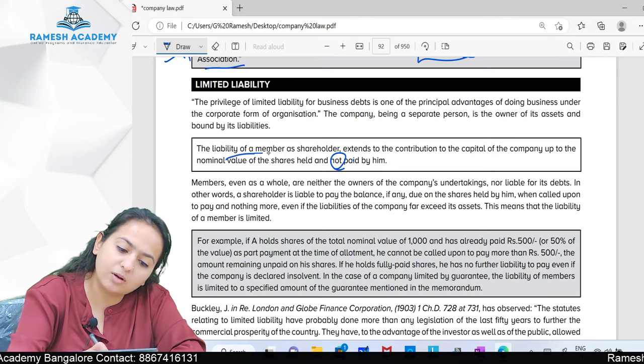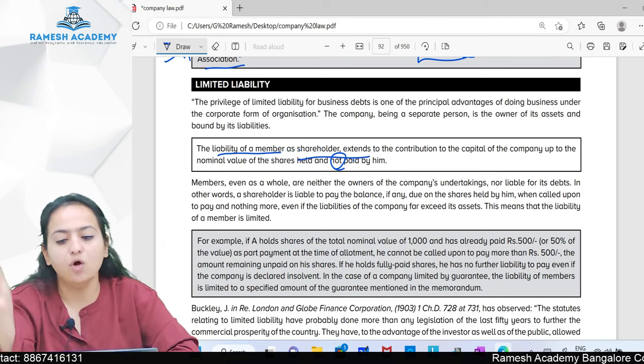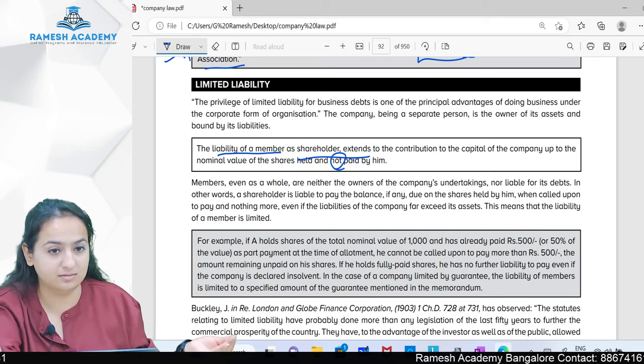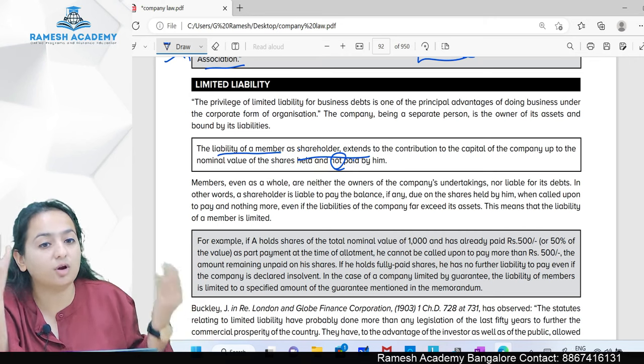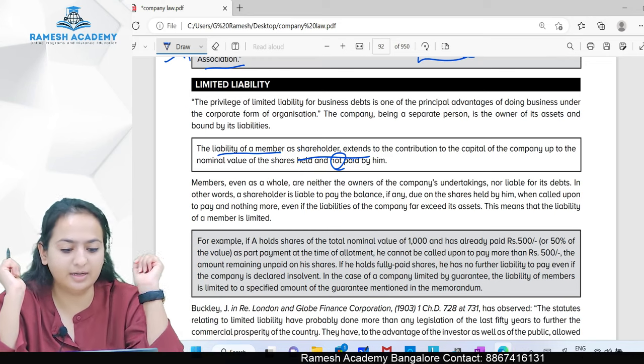So, is the liability of the member unlimited? No. They are only responsible for the shares which are not paid. The nominal value of the shares which has not been paid, for that value only they are liable. They don't have unlimited liability.